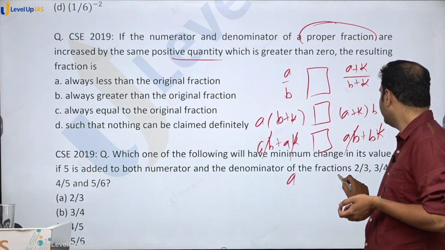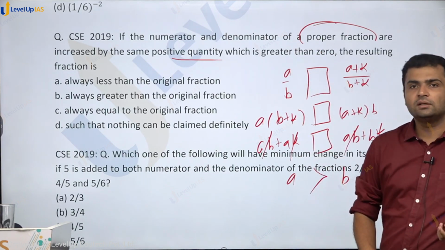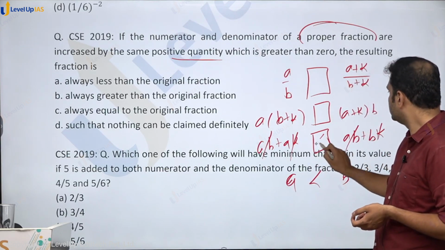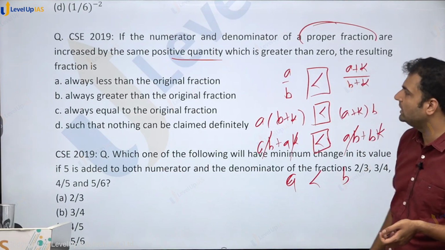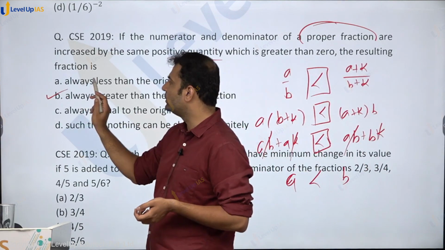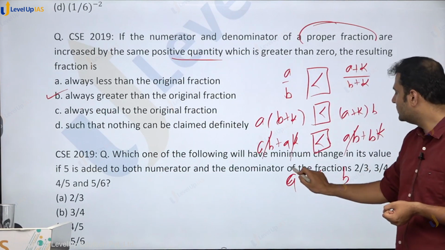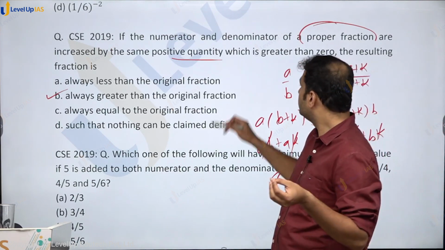And we have here a, here b. We already know that because this is a proper fraction, a is less than b. So here also less than, here also less than, here also less than. So the resulting fraction is always greater than the original fraction. And that is possible to conclude only because it is known that we have a proper fraction.